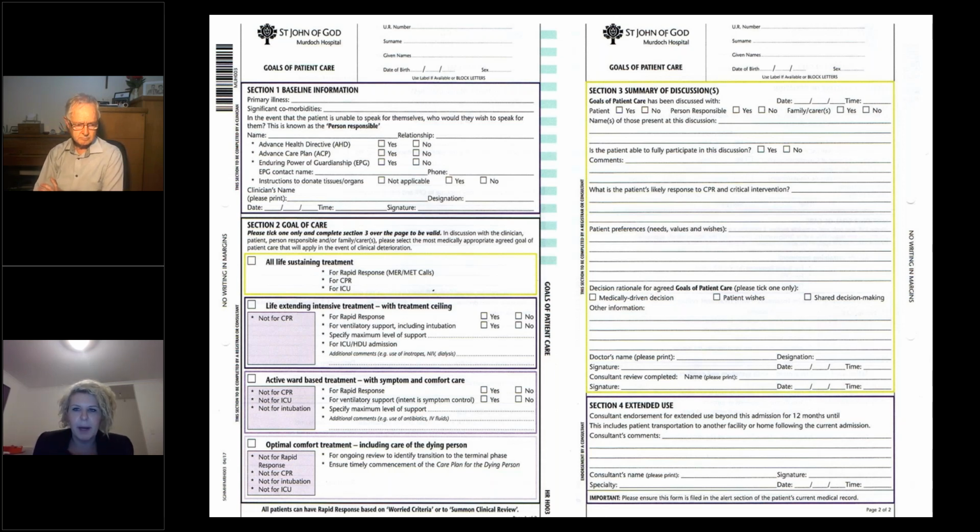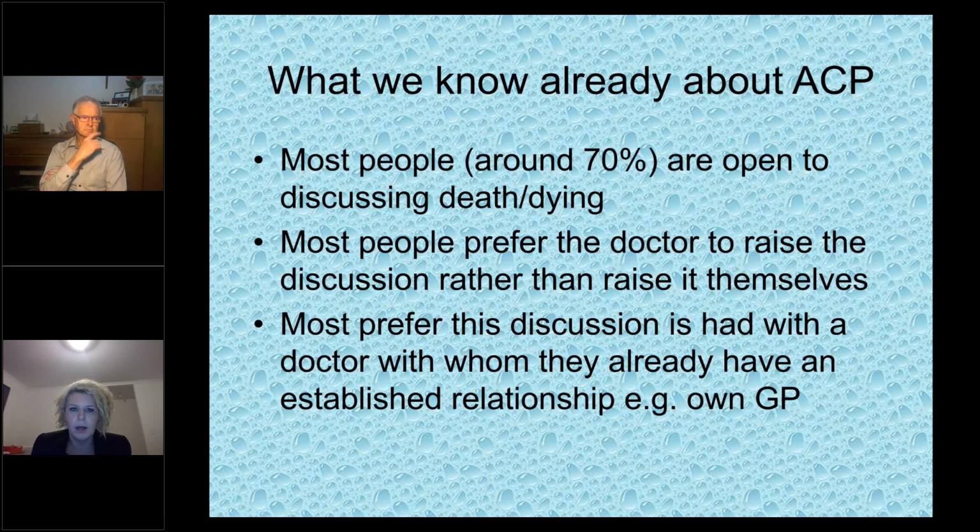So what we know already about advanced care planning is that most people are open to discussing advanced care planning, i.e. death and dying, and most people prefer that the doctor raises the discussion rather than having to initiate it themselves. And again, most people prefer that the discussion is had with somebody that they already have an established relationship with, i.e. their own GP, or if they're seeing a particular outpatient specialist regularly. In saying that, roundabouts 70% in studies are open to having that discussion, but that still leaves a significant percentage that aren't.